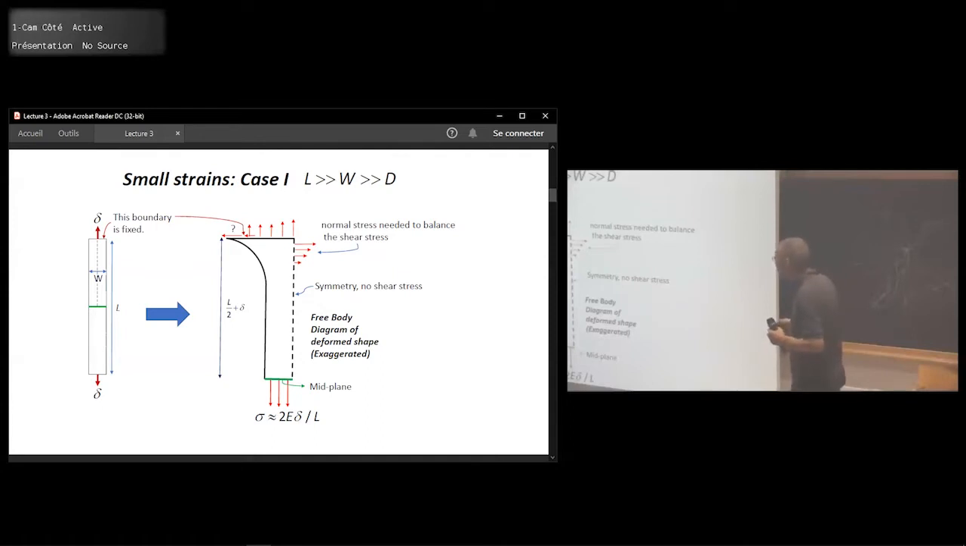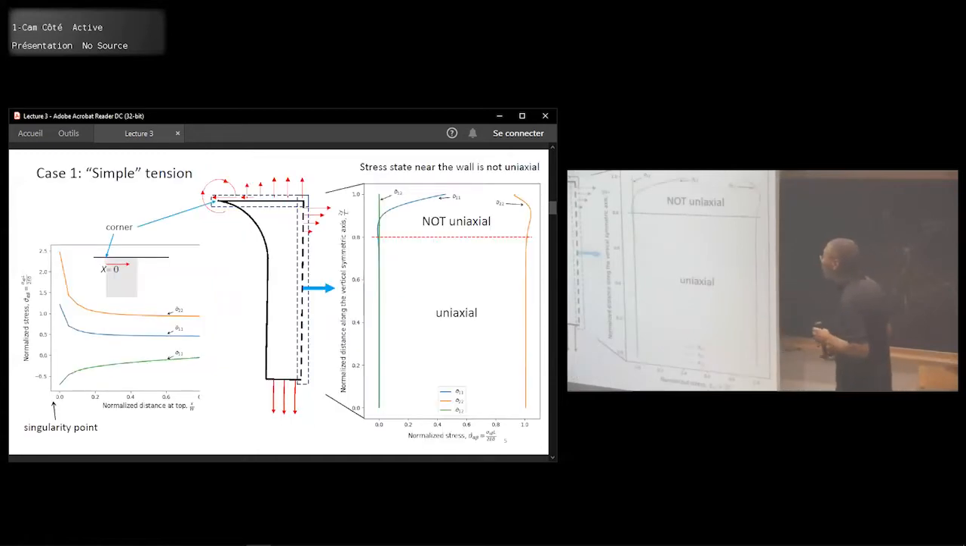So the normal stress here is not the same as the normal stress far away. We don't know what it is. The only thing we know is that the net force in here has to be equal to the net force in here, because there's no shear stress in here. That's all we can say. And near the corner, we have no idea what happens, so I put a question mark there. So let's look at what the calculations say.